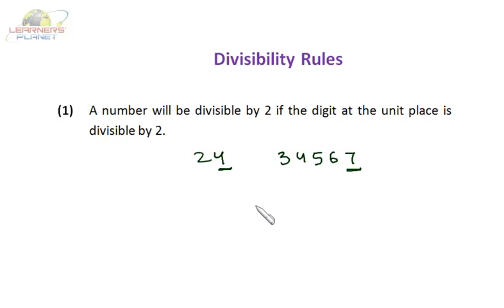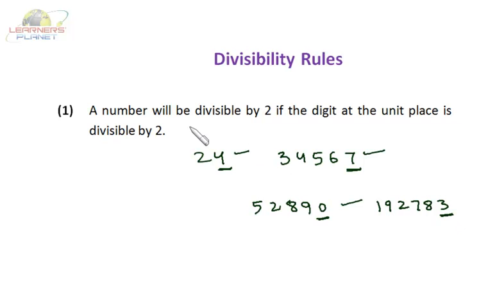I take another example, 52890. At the unit place, we are getting 0 over here. And that's why it is an even number. And all even numbers are divisible by 2. So this is divisible by 2. And if I have another number, say 192783, now just see the unit digit. It is 3. It's not even. It's odd. So the entire number 192783 will not be divisible by 2.